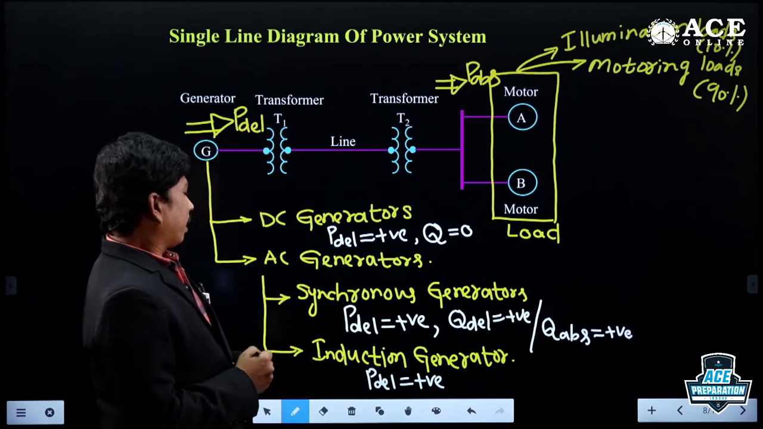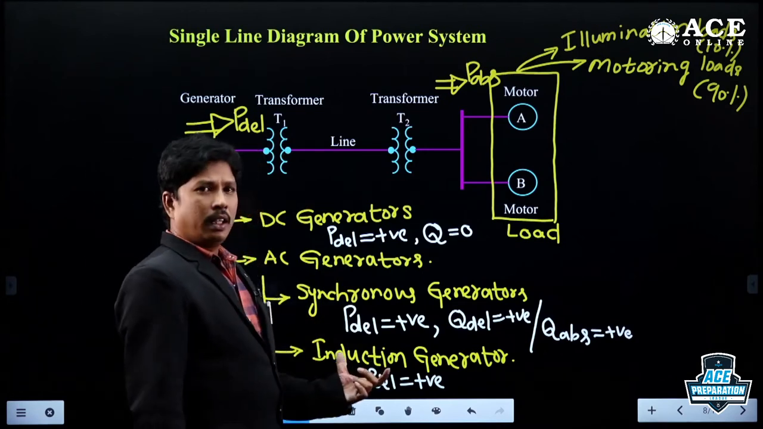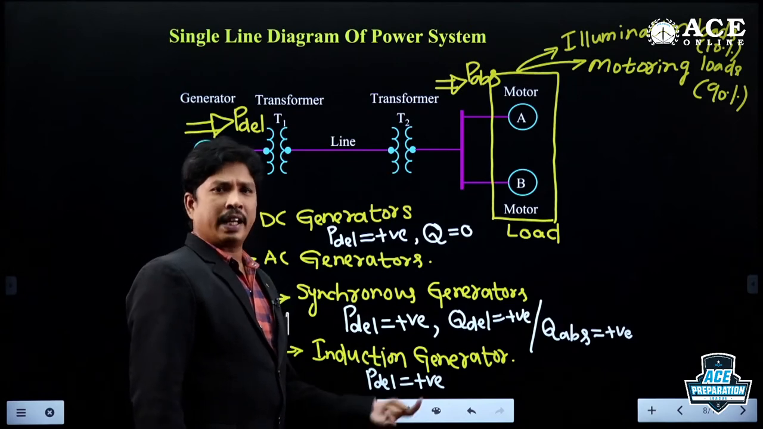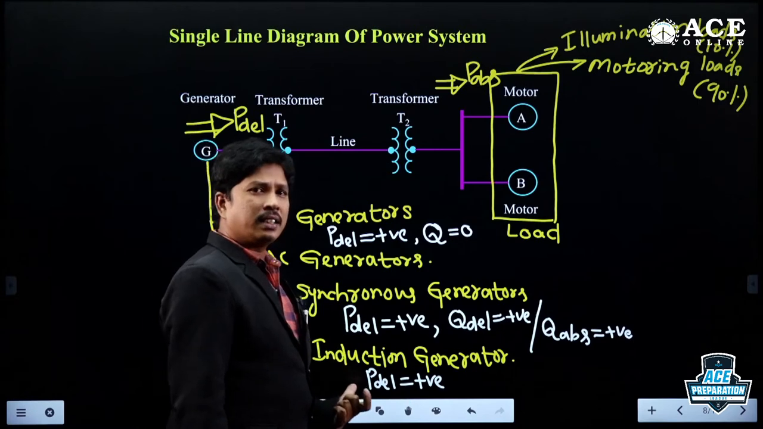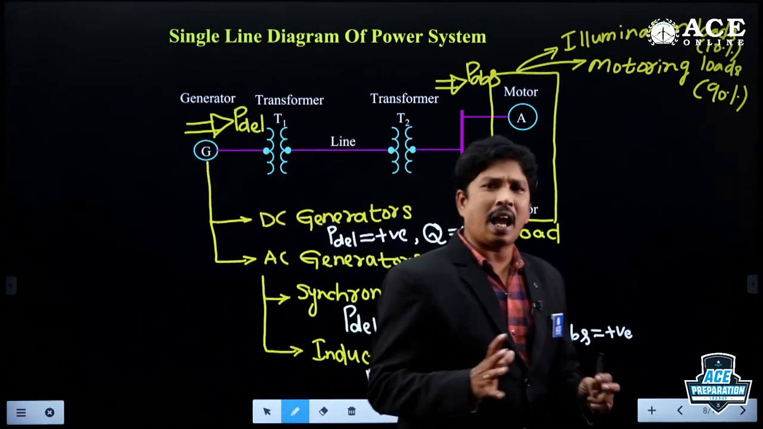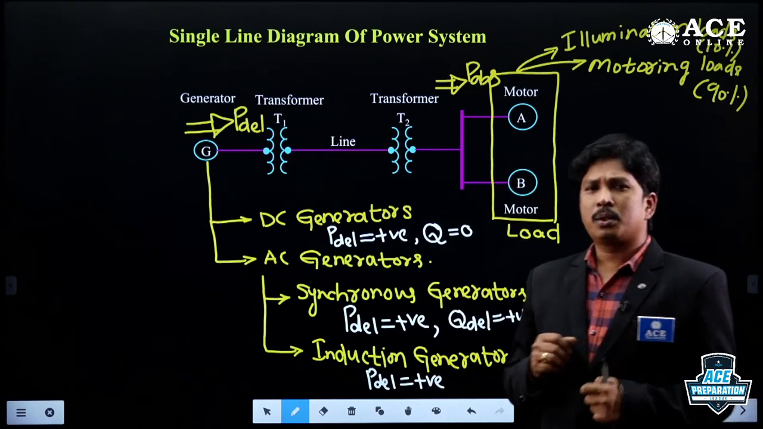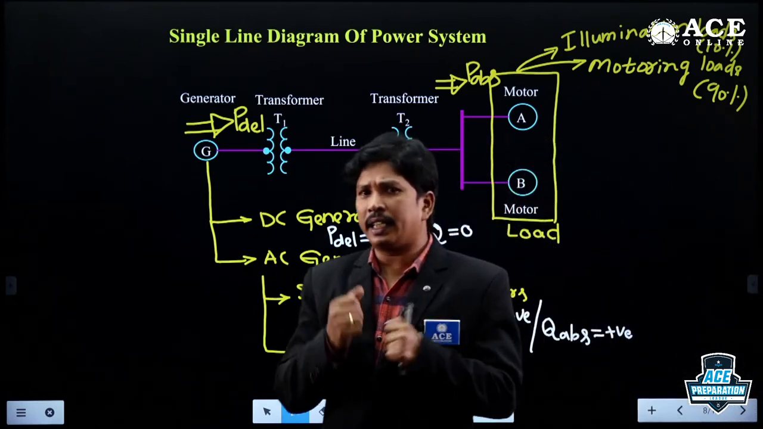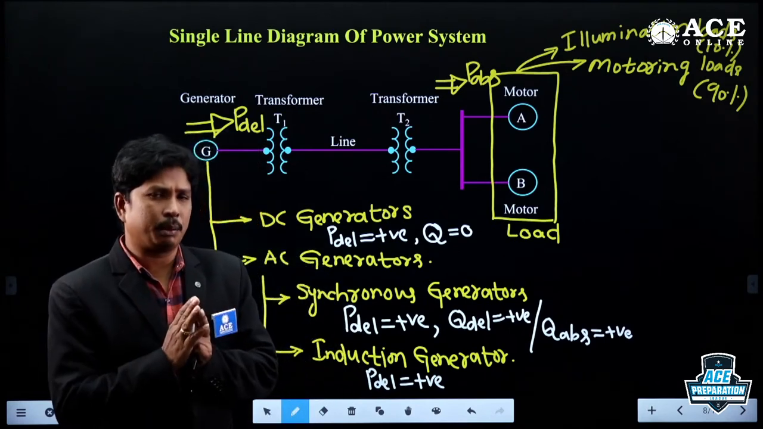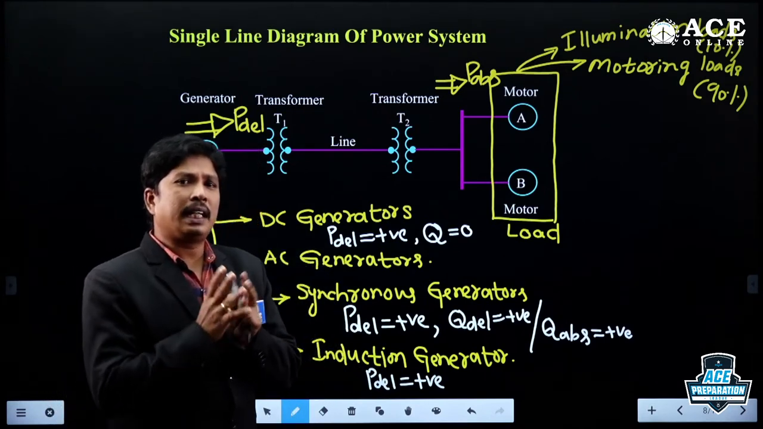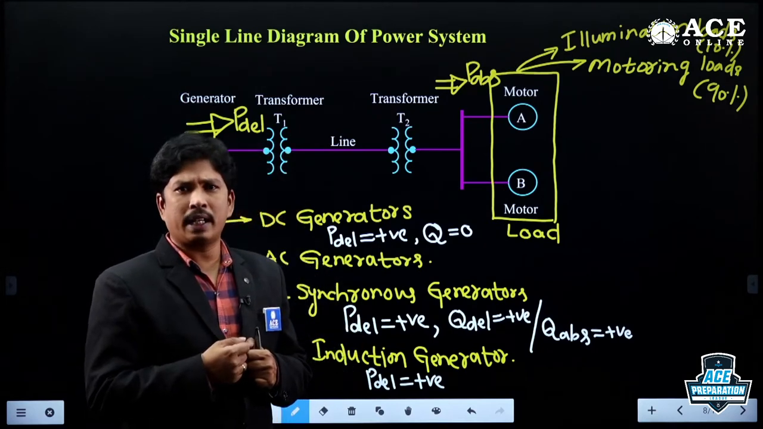Now, coming to the induction generator or asynchronous generator or variable speed generator. This induction generator is not at all having any excitation. So we are unable to control the excitation of that machine. And what is the problem? It is unable to induce its own reactive power also.